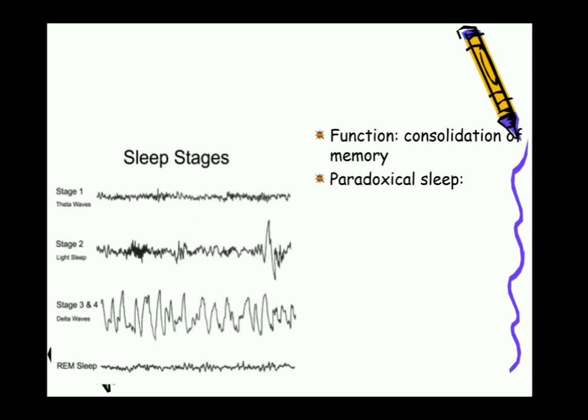Now, functions of REM sleep. REM sleep is important for consolidation of memory. It is also known as paradoxical sleep because the person is difficult to arouse from this phase of the sleep, and this phase of the sleep has desynchronized EEG activity, which is the characteristic of alert and awake state.